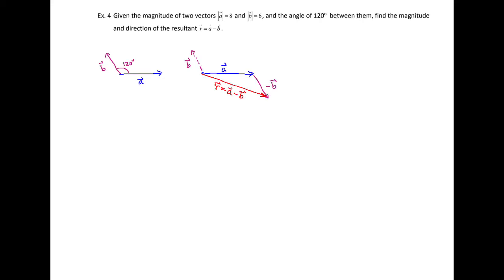Moreover, because vector B and vector negative B are parallel lines, as you can see, those two angles are called alternate angles. So if we know this angle is 120 degrees, that means this angle is going to be 120 degrees.